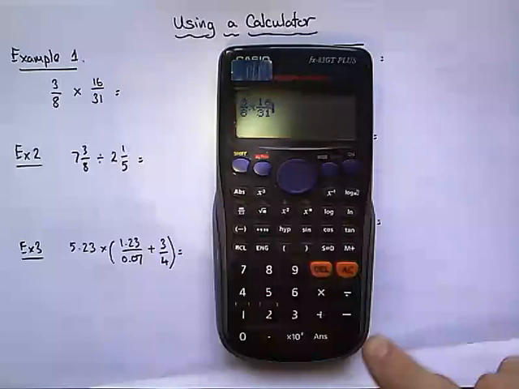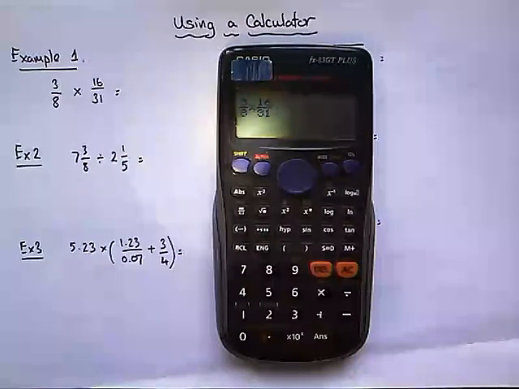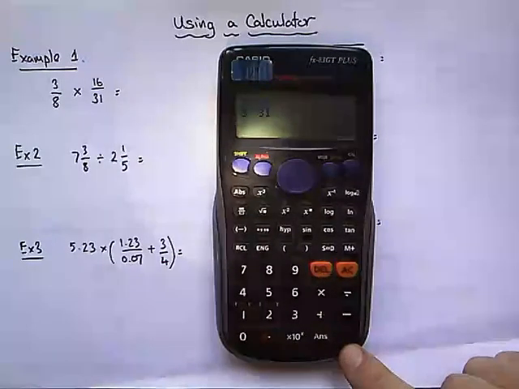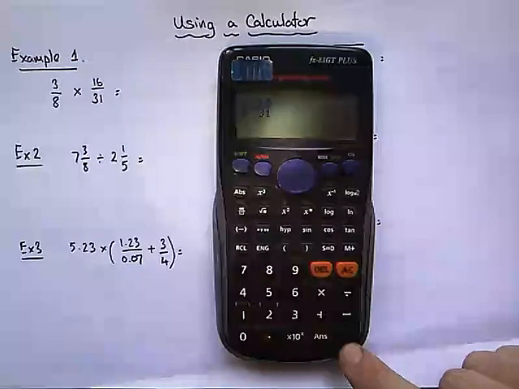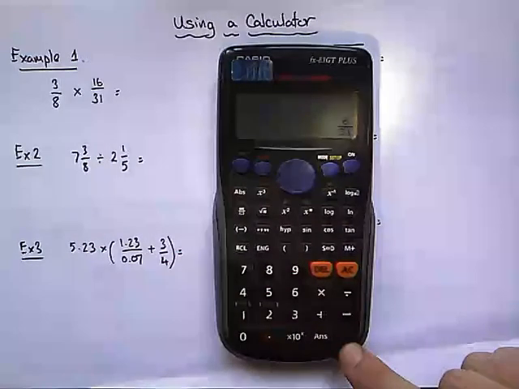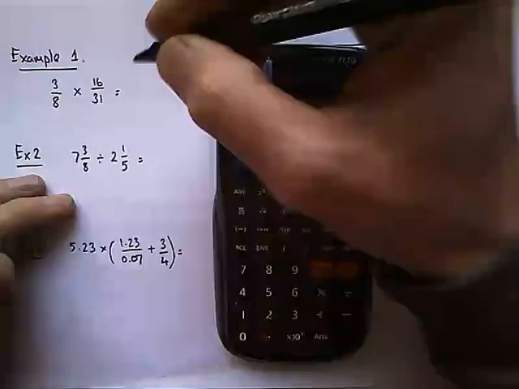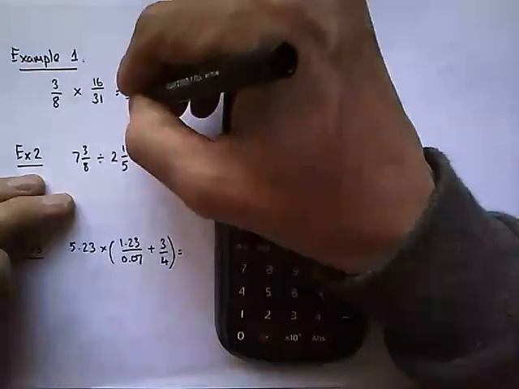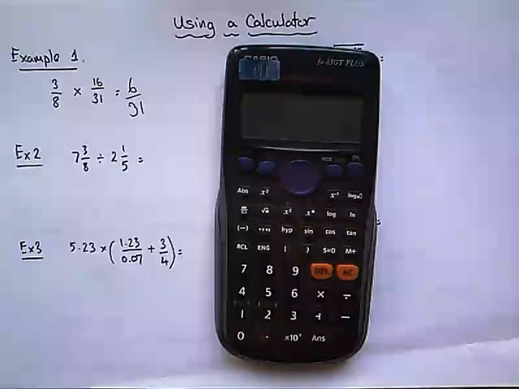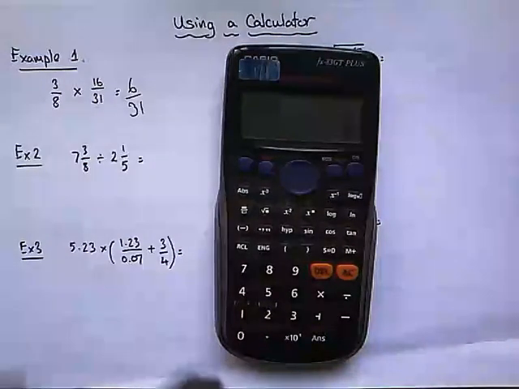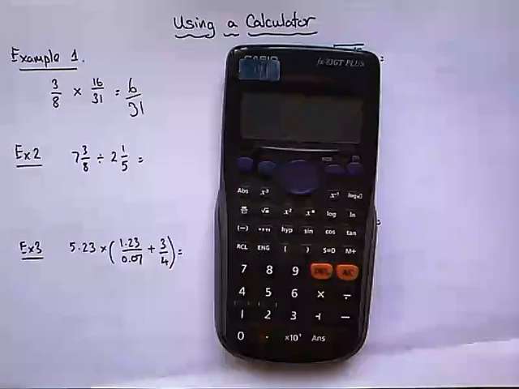Once you've done this, you can just press the equal sign, which is down here at the bottom. You can't see it on mine because it's worn out. And we do get an answer of 6 over 31. So it's pretty easy to use, really. You just need to know which buttons, the right buttons to use.